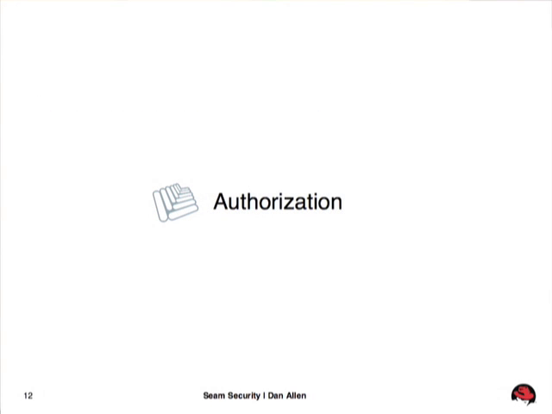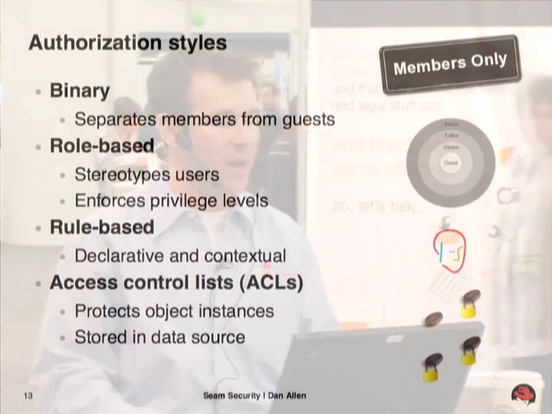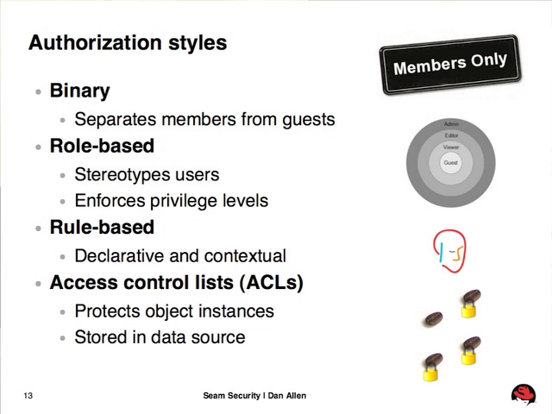Okay, now that we've got the user logged in, let's talk about protecting the application, the really important part. We know who they are, but let's control what they're allowed to do. So Seam has a wide array of authorization styles. You can either do binary authorization. This is something I sort of invented in my book. It's binary because you're either logged in or you're not logged in. And it separates the members from the guests. This is the most coarse-grained way of doing it.